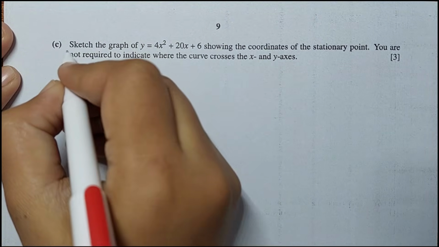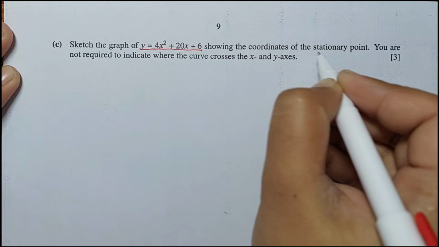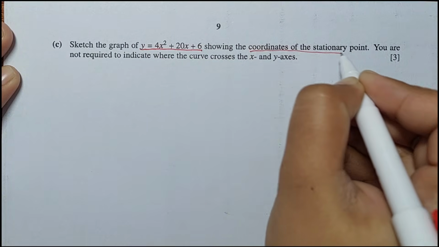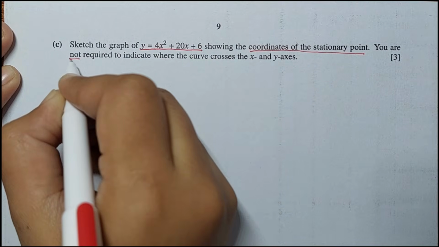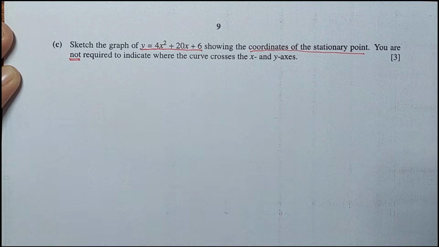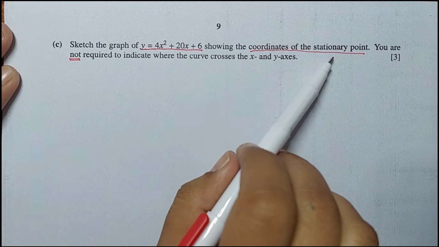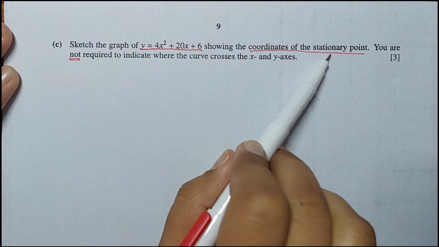Now for part c, sketch the graph of this function showing the coordinates of the stationary point. You are not required to indicate where the curve crosses the x and the y axis, which means we are not supposed to find the x and y intercepts. We just sketch, and you have to show the stationary point.